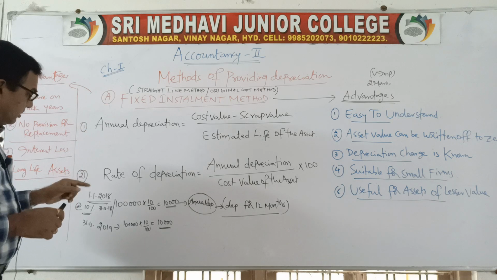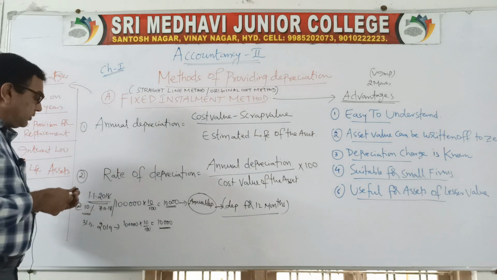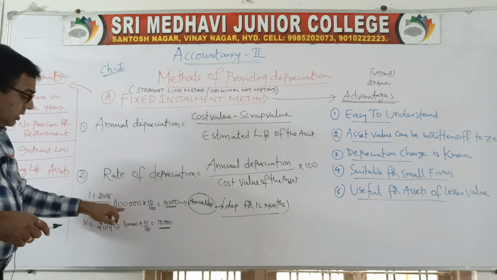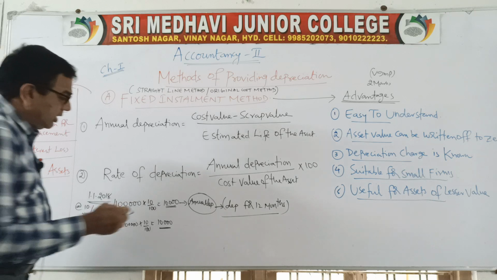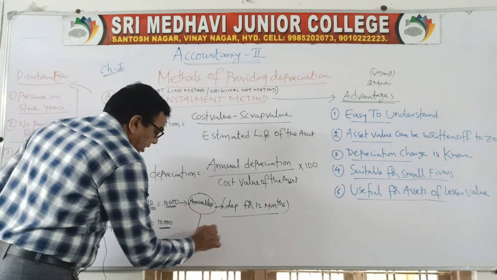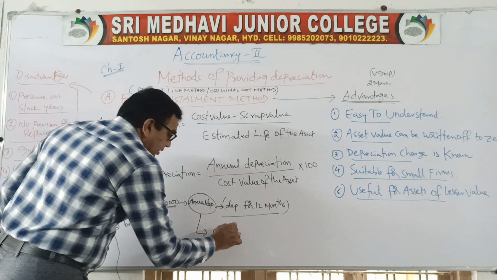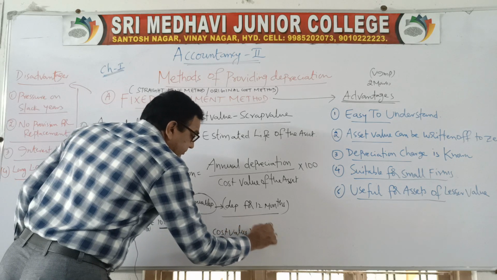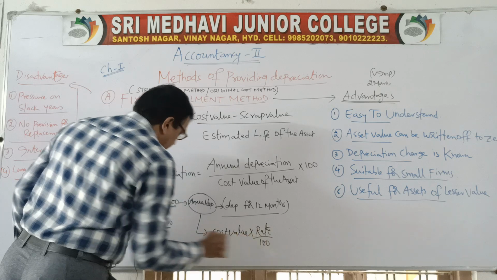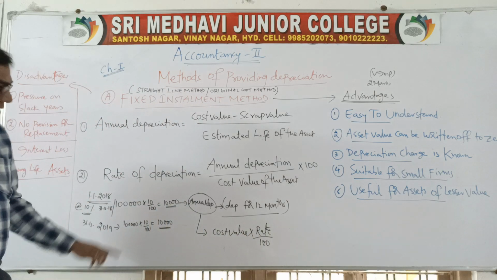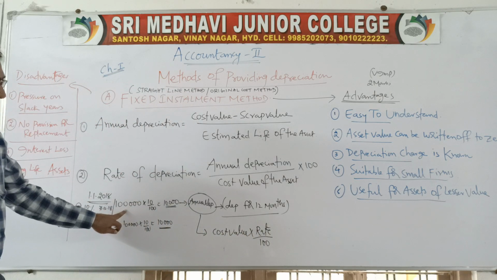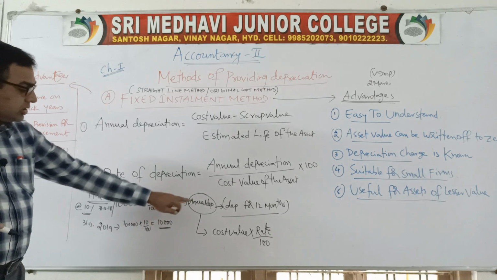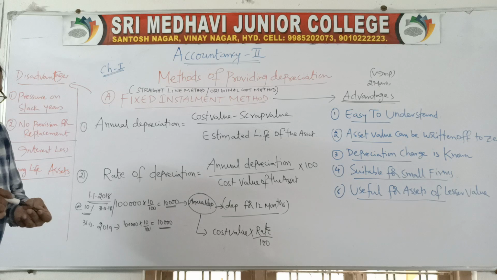Remember, in the question, if they have given you the cost value of the asset and the rate, annual depreciation is calculated like this: cost value into rate by 100 will give you the annual depreciation. You can see here, cost value of the asset is 1 lakh, rate is 10%, so 10 by 100 gives 10,000. This is called annual depreciation.